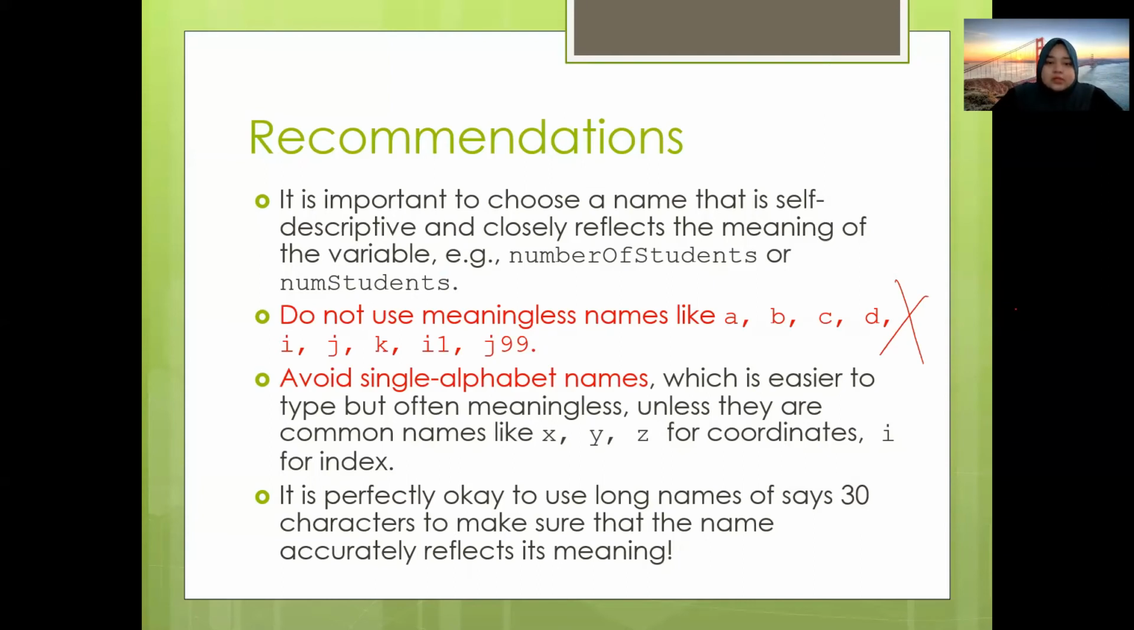Okay, so avoid single alphabet name. Dia cakap kat sini, avoid single alphabet name which is easier to type but often meaningless, unless there are common names like X, Y, Z. Ni kita tahulah X, Y, Z ni selalunya for coordinates, I for index. Kalau macam ni tak apa. Tapi kalau untuk number of student you pergi letak A, saya tak bagi, itu akan jadi salah. Okay, it's perfectly okay to use long name of say 30 character to make sure that the name accurately reflect its meaning. Okay, bolehlah panjang, tapi janganlah panjang sangat sebab dia akan menyusahkan awak di kemudian hari.